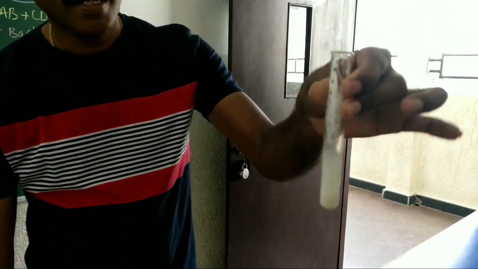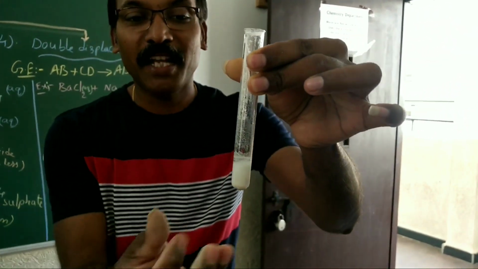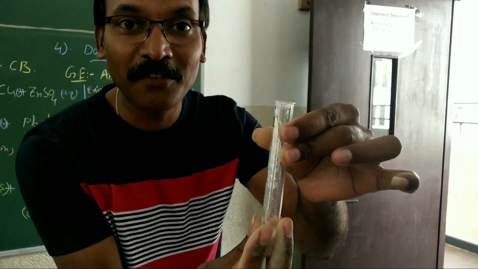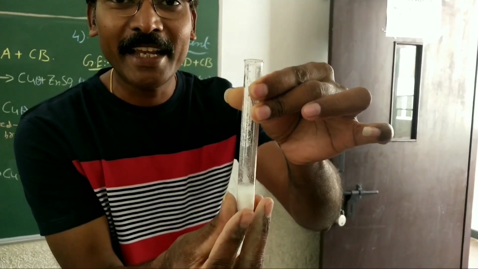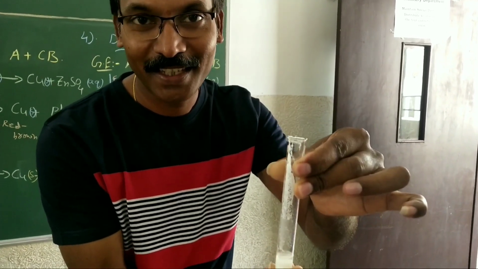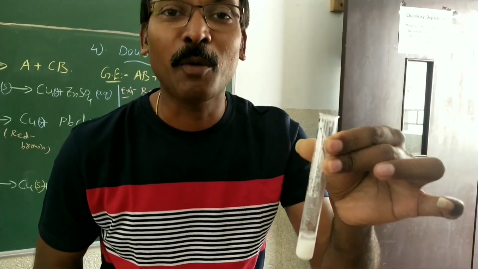Now you can see it is milky white, and if you touch it, it gives out heat. I can feel it. That means it is an exothermic reaction. Heat is produced. Clear? So this is an example of chemical combination reactions.